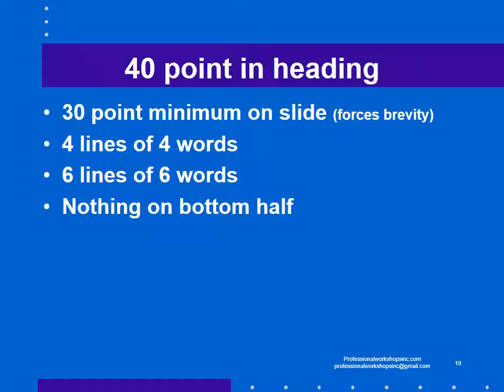And some more rules. 40 point type in the heading. That's 40 point type in the heading. 30 point minimum type on the slide. It forces you to be brief. Now I've got a little 20 point comment there, but that's for me. That's a cue card for me. You want 4 lines of 4 words or at most 6 lines of 6 words and nothing on the bottom half. And you can see I'm pretty close to 6 by 6. I've got 4 lines, and I think if you exclude my little parenthetical comment there, I've got 5 words. And I've used digits instead of words. I've used the number 4 instead of the word four, and that again makes it simpler.